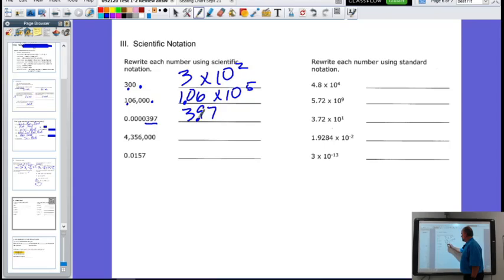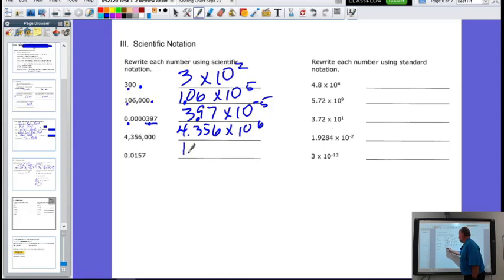397. I put a decimal so that its value is between 1 and 10. And then times 10 to the... where did I move it? How many places in between? And there are 5, but what kind of 5 would that be? A negative 5, okay? So the next two, you should just have 4.356 times 10 to the 6th.